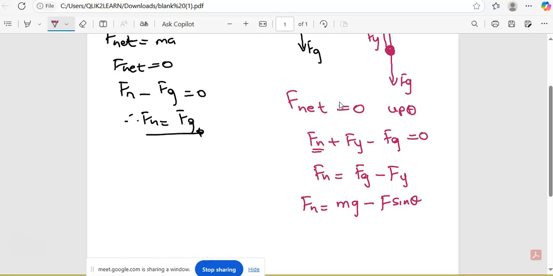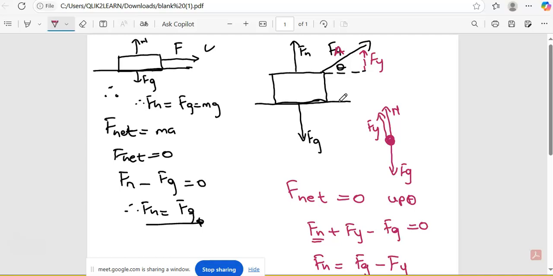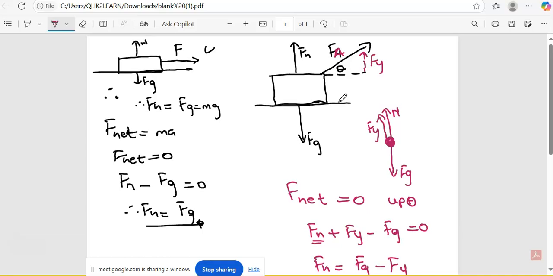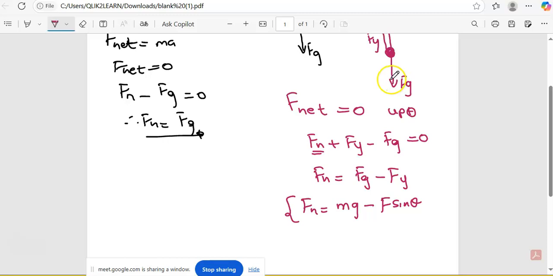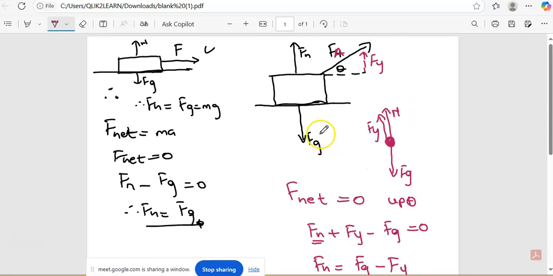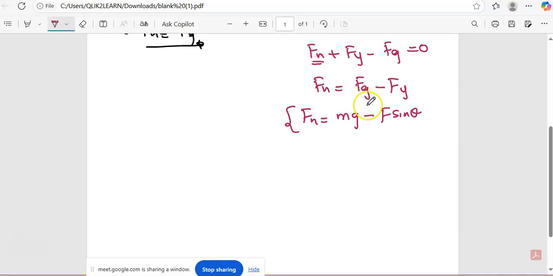So this is how you find the normal force if the force is applied at an angle. Do you guys understand? So to put it together, if the force is pulled at an angle, this is the normal force. If the force is pushed like this at an angle, the normal force will be different. So the normal force in this case will be what?